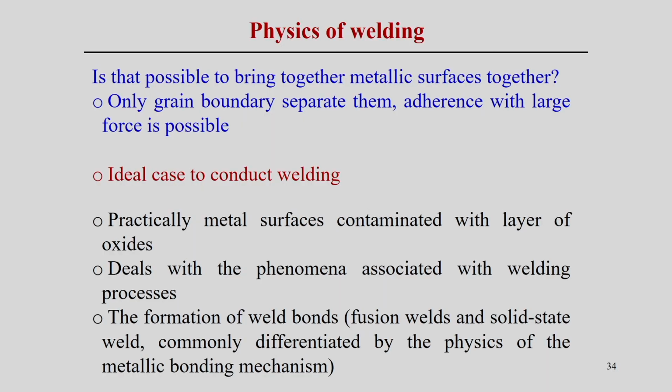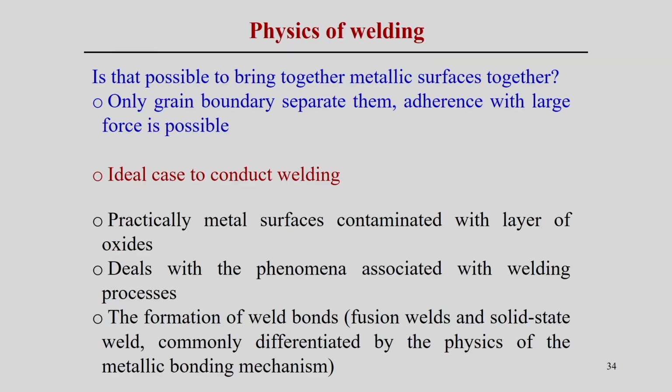Now, if I stick with the fusion welding process, then we come to the physics of the welding process. Under the physics of welding, we start with how welding processes have been developed, and from which principle we can get some idea of how different components can be joined. For example, is it possible to bring together metallic surfaces such that they can be joined in the solid state?